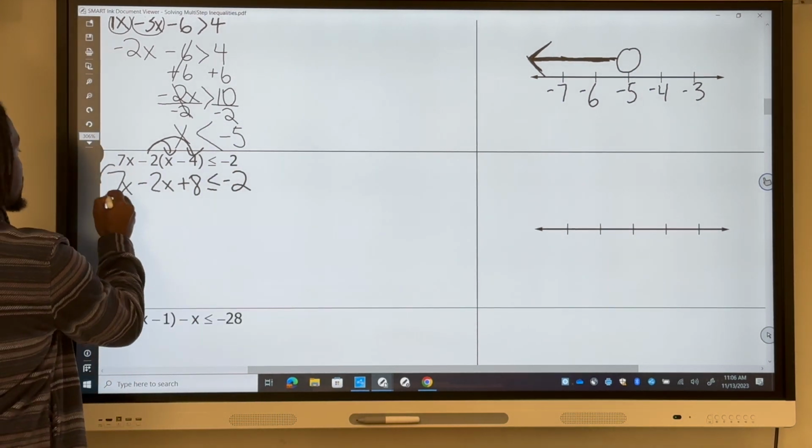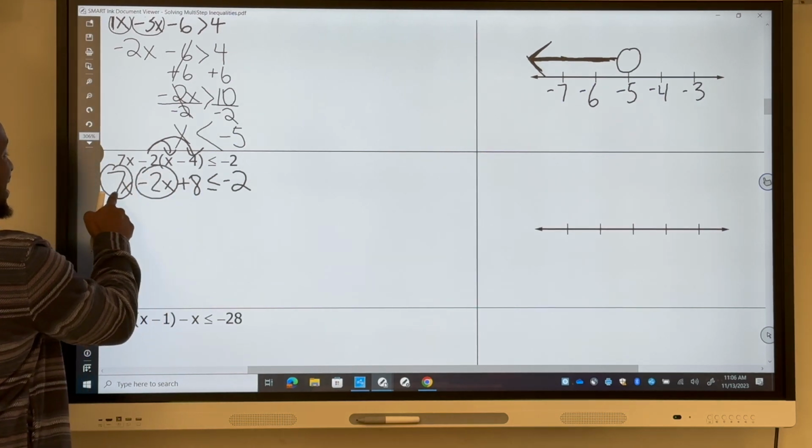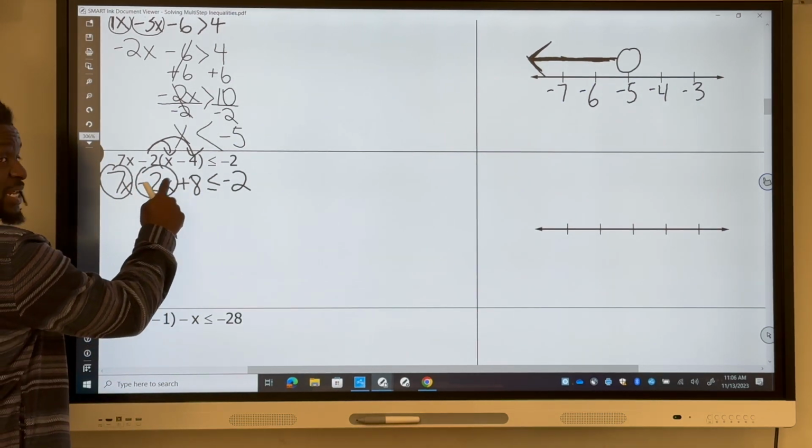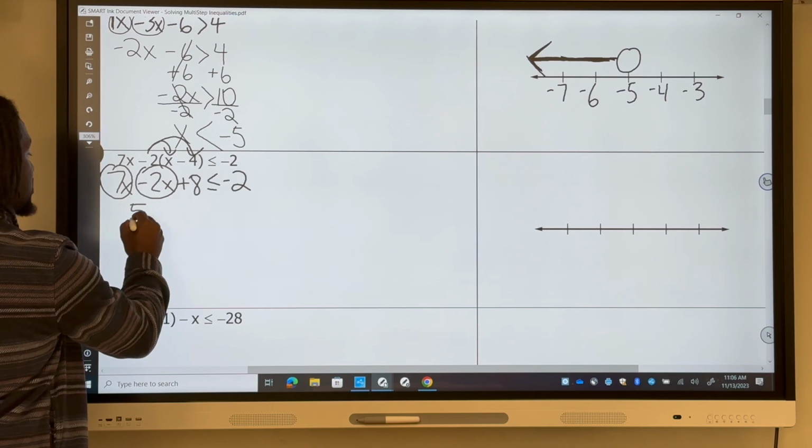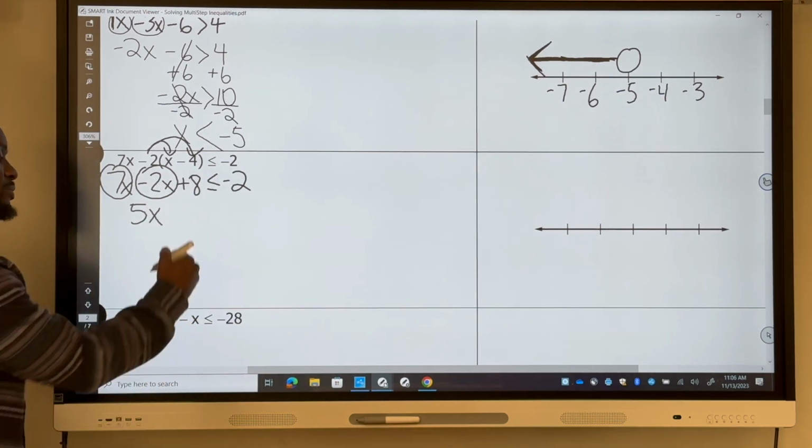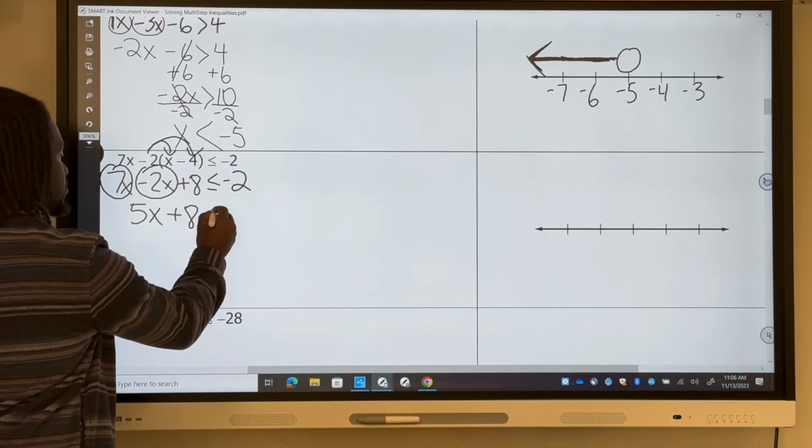Now, I'm going to combine like terms. I got 7x and minus 2x. So that's going to give me a positive 5x. Then I'm going to bring everything down.